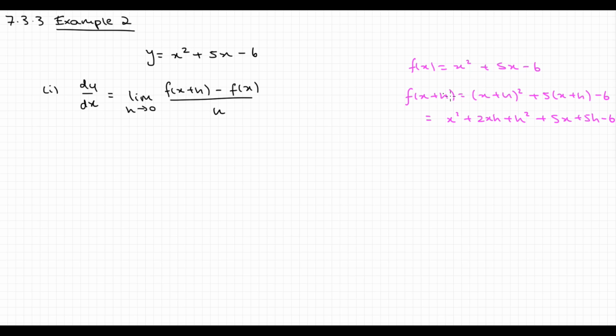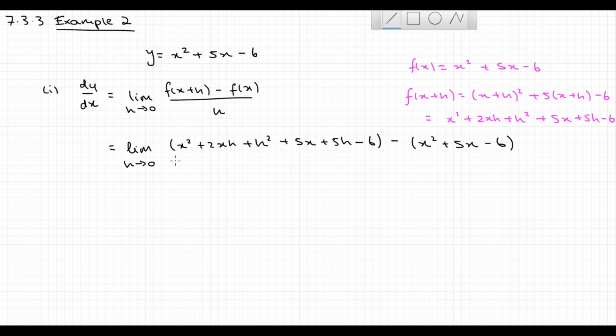So if I put my f(x plus h) and f(x) back into my first principles here, we're going to get the limit as h approaches 0 of (x squared plus 2xh plus h squared plus 5x plus 5h minus 6), I'm keeping the bracket around here literally just for aesthetics, minus f(x), which is just x squared plus 5x minus 6. Now the bracket here is functional, because take note that we have a minus sign out the front, and this is all over h.